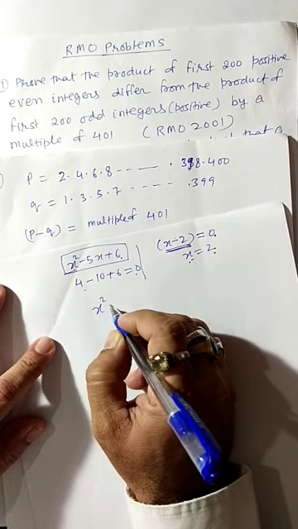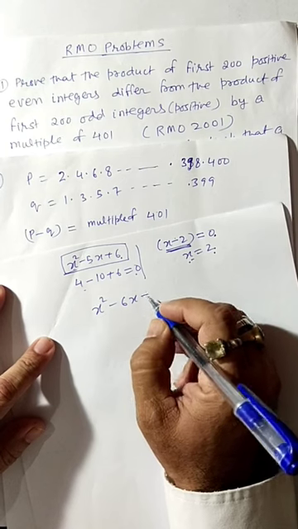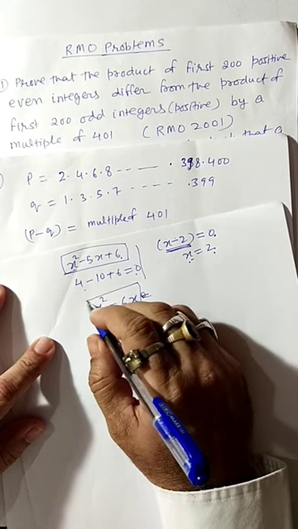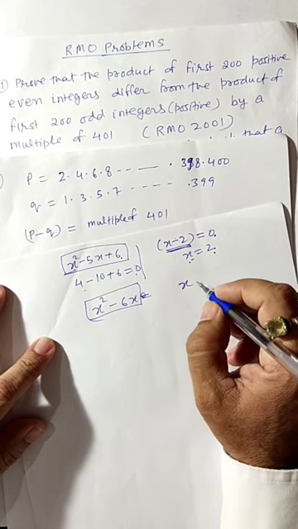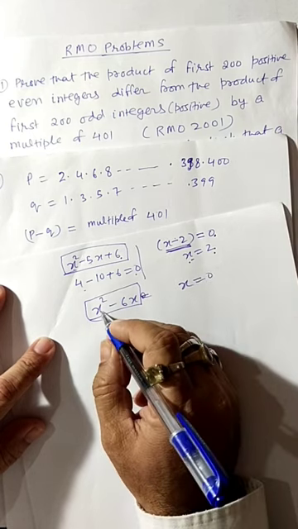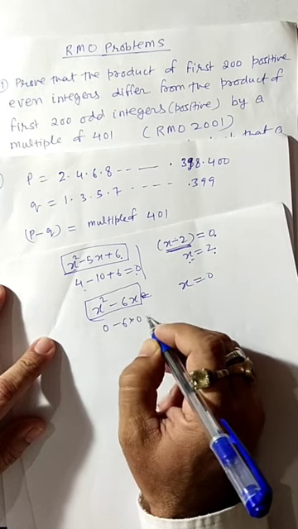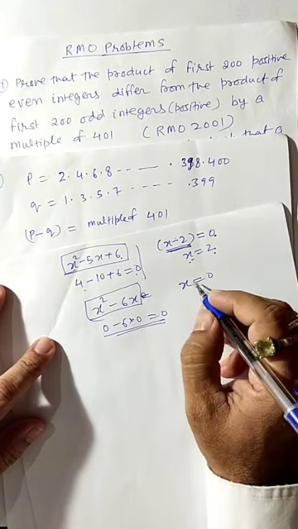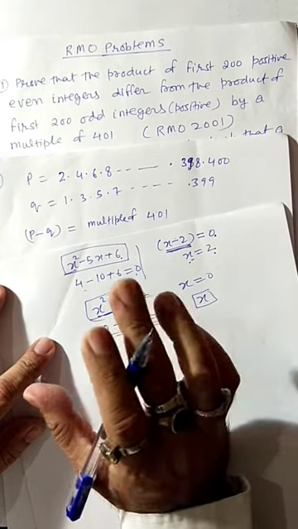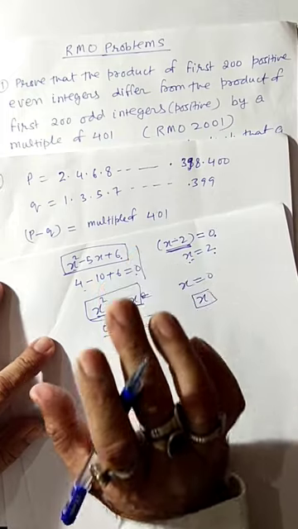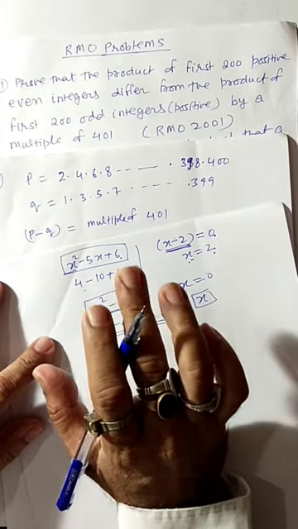So in this way we can find out. Suppose the problem is x square minus 6x. Is x a factor of this or not? So you put x equal to 0. Here 0 minus 6 into 0 is 0. It means x is a factor of x square minus 6x. In this way, we can find out whether any particular term is a factor of a polynomial or not.